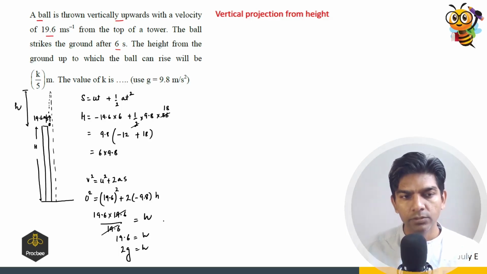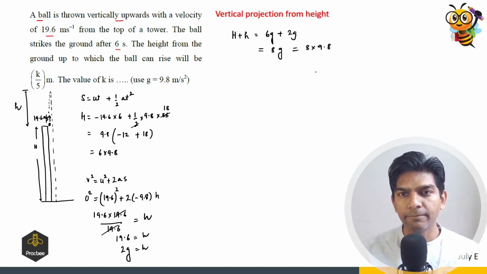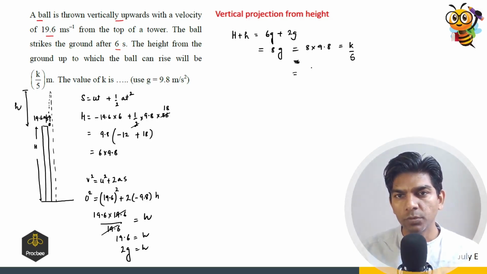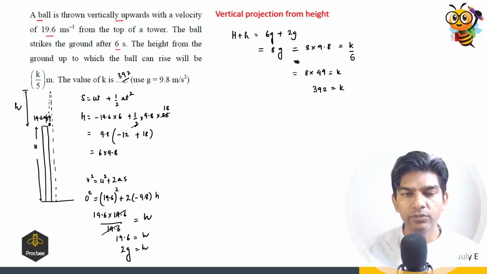So we got small h, and we got capital H. The maximum height attained by the ball from the ground will be H plus small h, which is 6g plus 2g, which is 8g, and it will be 8 times 9.8. This value is given as k by 5. So it will be 8 times 49, that will be k, and it will be 392. So k comes out to be 392. So 392 is the answer to this question.